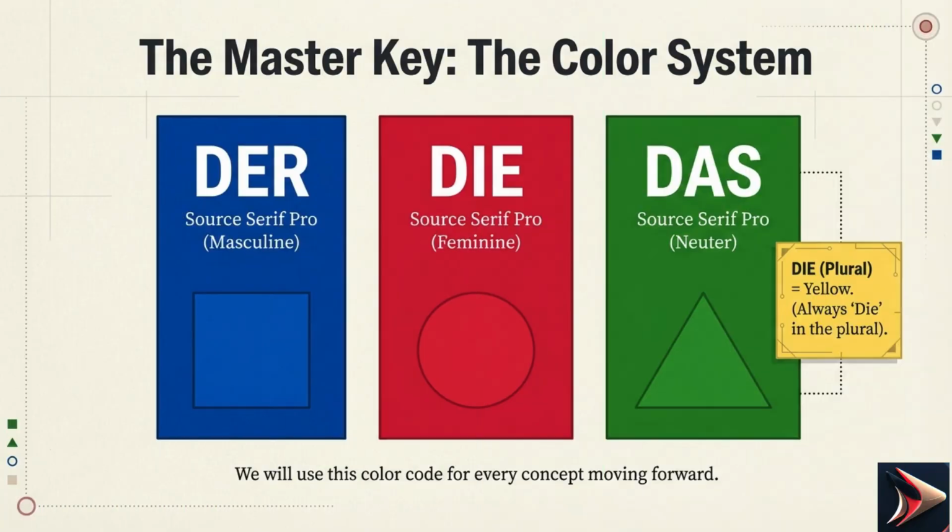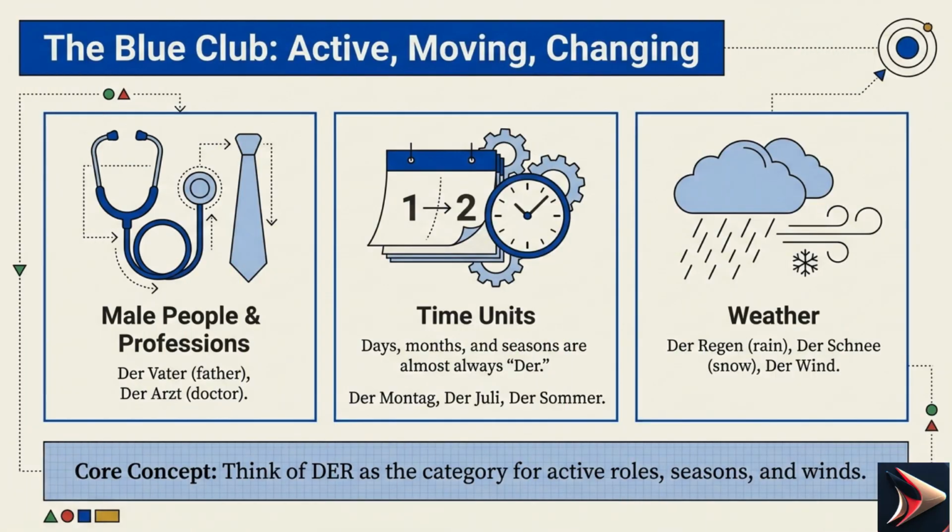So how are we going to keep all this straight? It's actually pretty simple. We're going to use colors. See, every single noun in German belongs to one of three clubs. You've got the der Club, which we're going to color code blue. Then there's the die Club, which will always be red. And finally, the das Club, which is green. From this moment on, don't just learn the word. Learn its color.